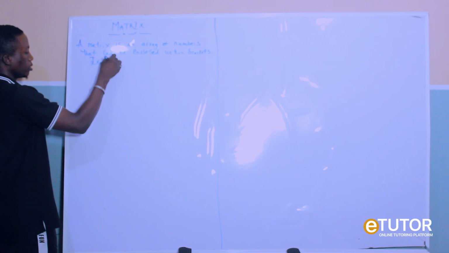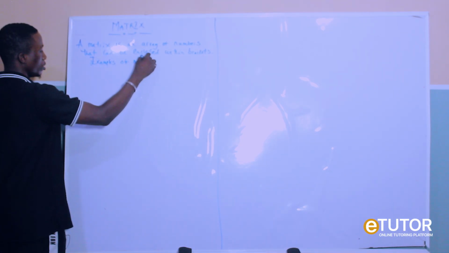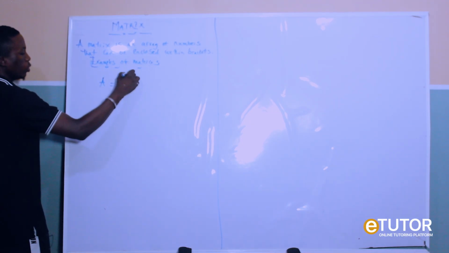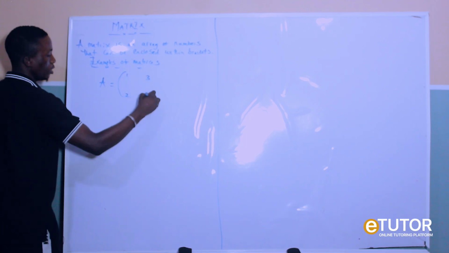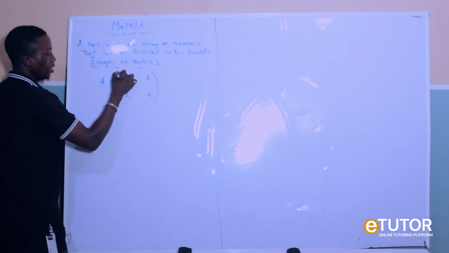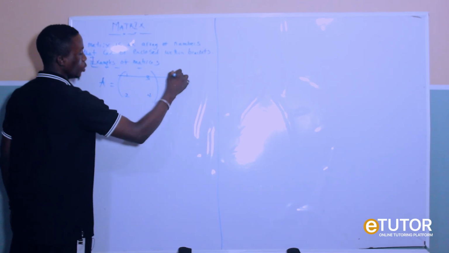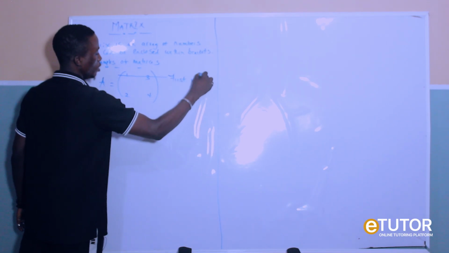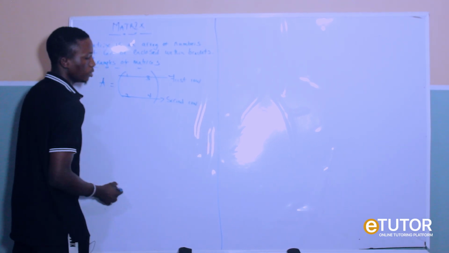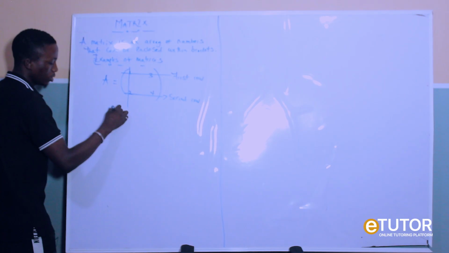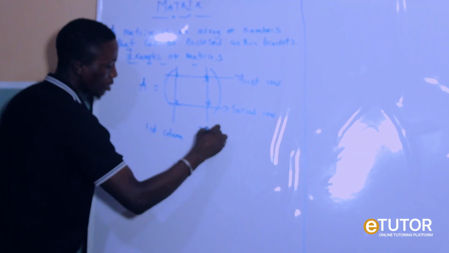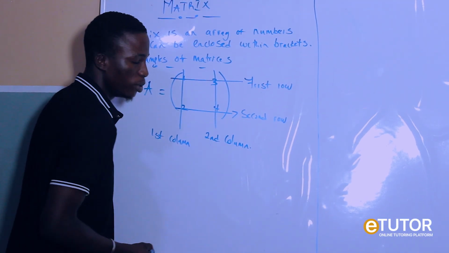Example of matrices. So this is an example. Let's say we have a matrix A equal to 1, 2, 3, and 4. This is an example of a matrix. Now, this is called the first row of the matrix, while this is the second row of the matrix. Now, this is the first column of the matrix, while this is the second column of the matrix.